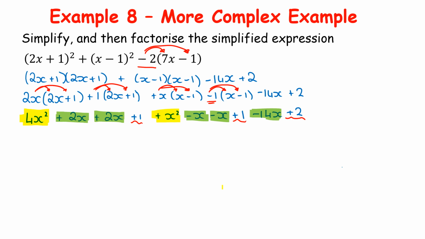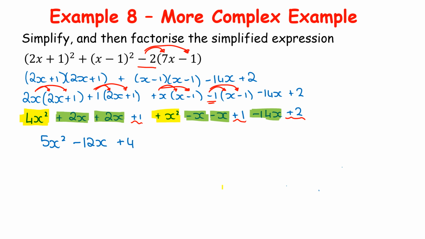So we got 4x squared plus x squared is 5x squared. 2x plus 2x is 4x. Subtract an x, 3x. Subtract an x, 2x. So I have 2x minus 14x, and that gives me minus 12x. And I get a plus 4 now at the end. So that is your expression.